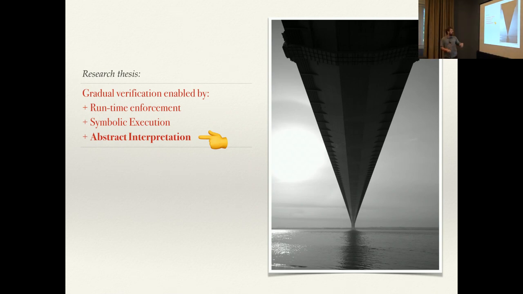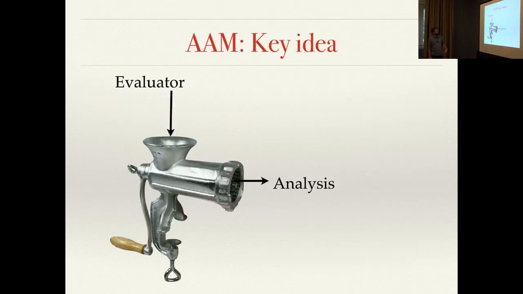What you want here is a sound over approximation of the symbolic semantics that I just showed. Okay, well, I have a tool called AAM, Abstracting Abstract Machines. It's a systematic process where you take an evaluator written as an abstract machine or compositional evaluator, and you crank it through this process, and what you get out is something that is guaranteed to be a sound, terminating, over approximating analysis of the evaluator. Okay, so it's an abstract interpreter for your programs.